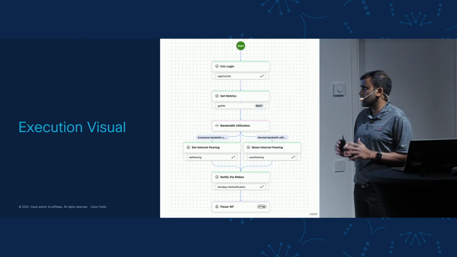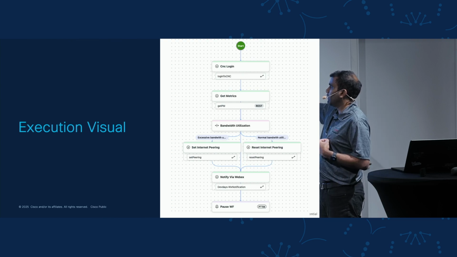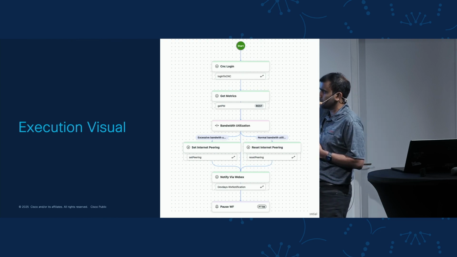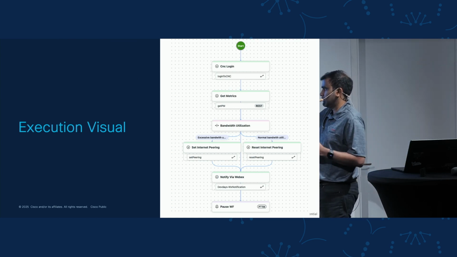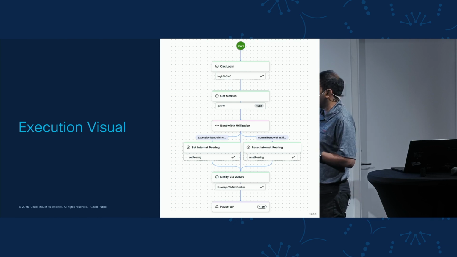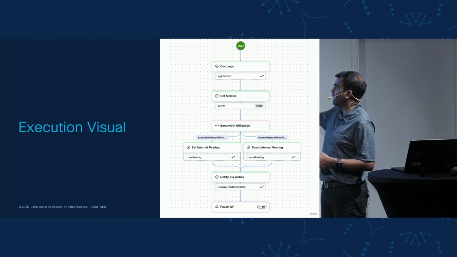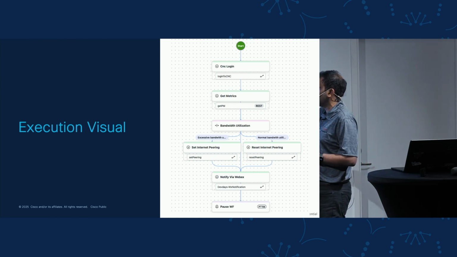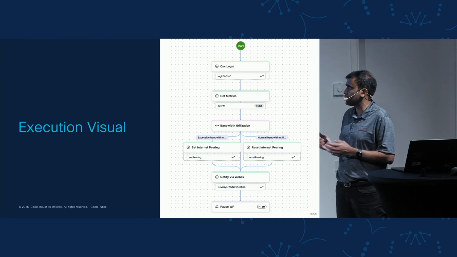This is the execution visual. What is going to happen? First, the workflow will log into the CNC, and then it would start getting the metrics of bandwidth utilization. Whenever there is excessive bandwidth utilization, it sets the internet peering, and then it notifies on a WebEx team. It keeps monitoring, pauses the workflow for some time, and then continues to monitor again. Whenever the bandwidth is back to normal, it would set the internet peering again, and then notify via WebEx notification. So this is the flow that is going to happen.